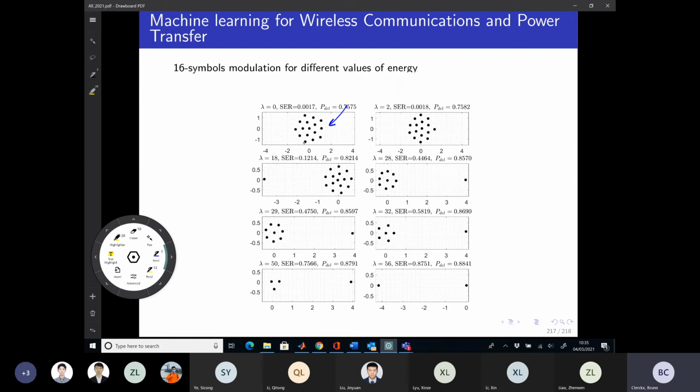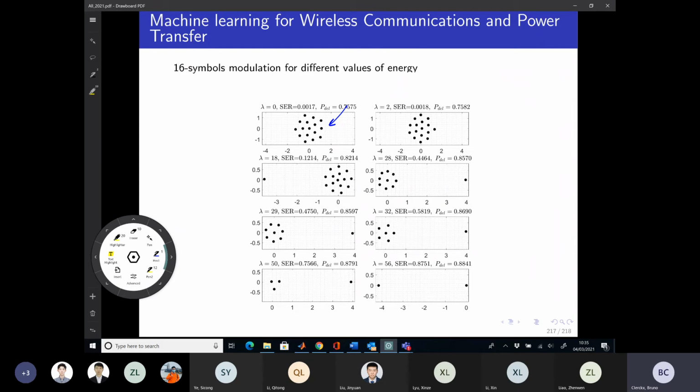And so what you see is that you get 16 points that are roughly spread, kind of uniformly. You try to maximize the distance between those points. So this is a little bit like a QAM. It's not exactly a QAM, but would have similar performance to a QAM, where you really try to maximize the distance between the points.